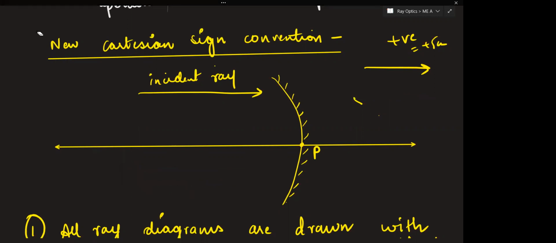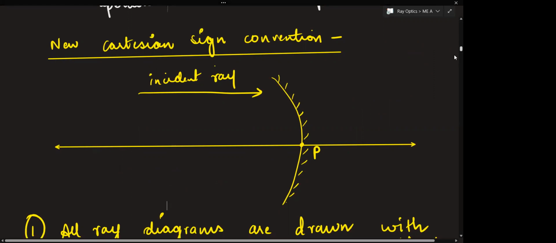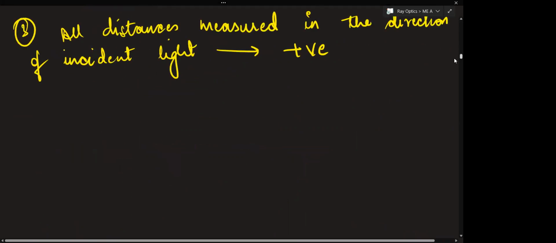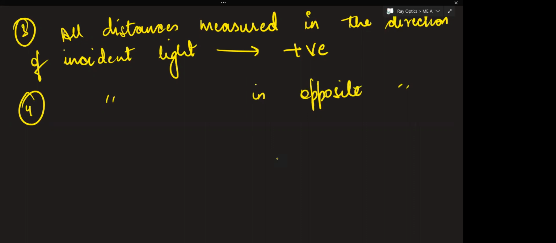Just remember the sign convention for now. The rest you will understand when you are doing mirrors and drawing the ray diagrams. Distances measured in the direction opposite to the incident light are said to be negative. So one is positive and the second is negative.